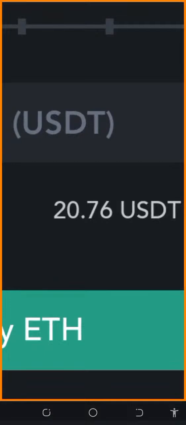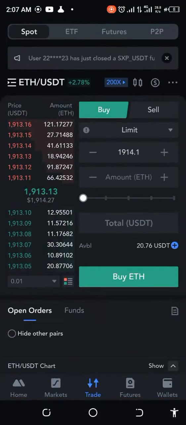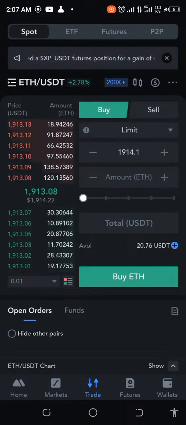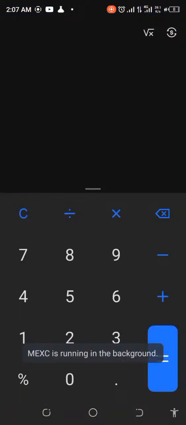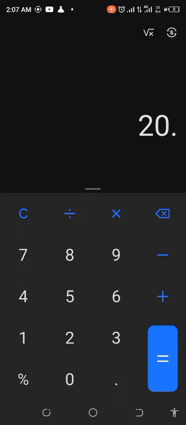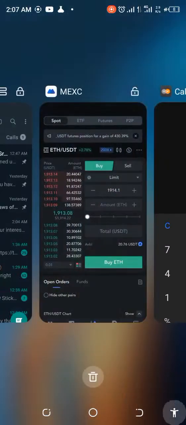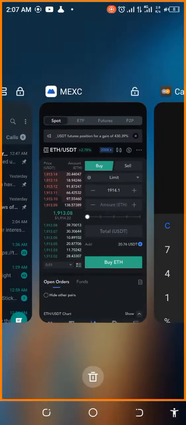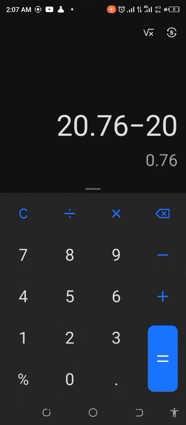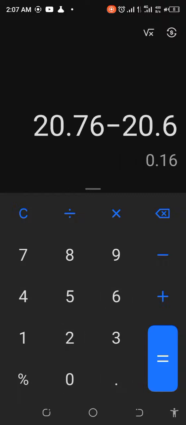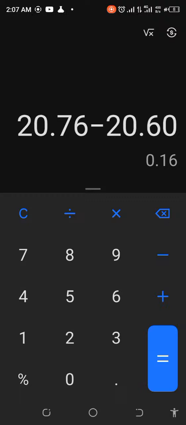20.76 USDT? That means, because don't forget that we started out with 20.60, even though it only picked up 20.59. So let's just go to our calculator and do the mathematics. So what that means is that 20.76, am I right? Am I correct? 20.76, yeah. So 20.76 minus 20.60, 16 cents. Yeah, it wasn't exactly so fantastic, but it's something.